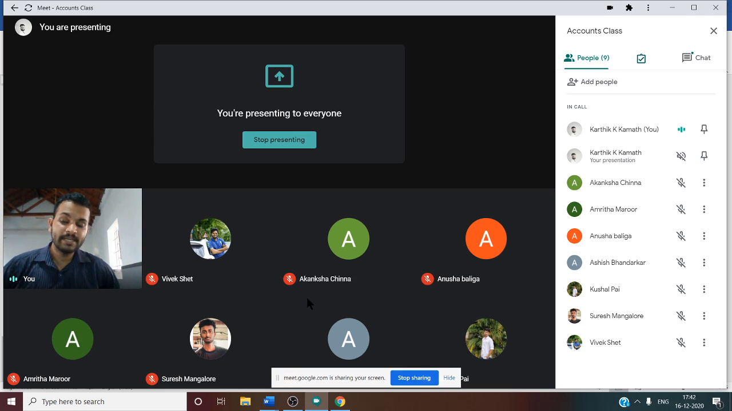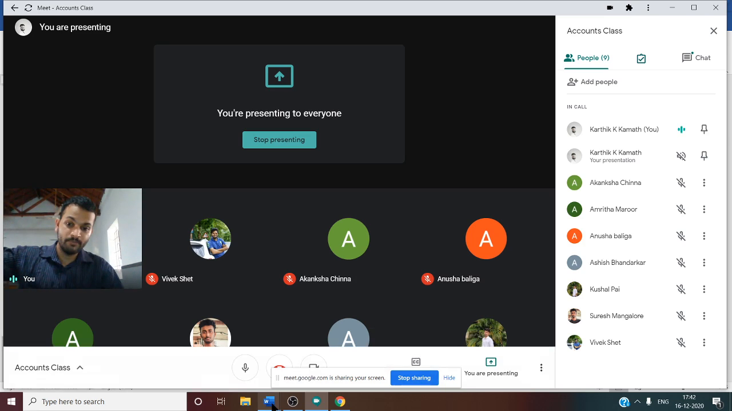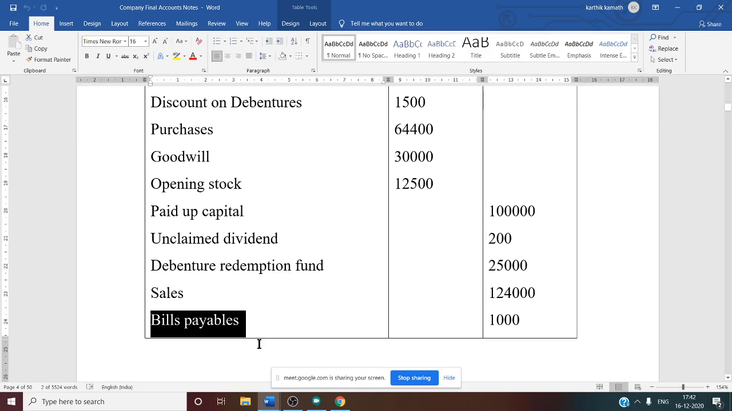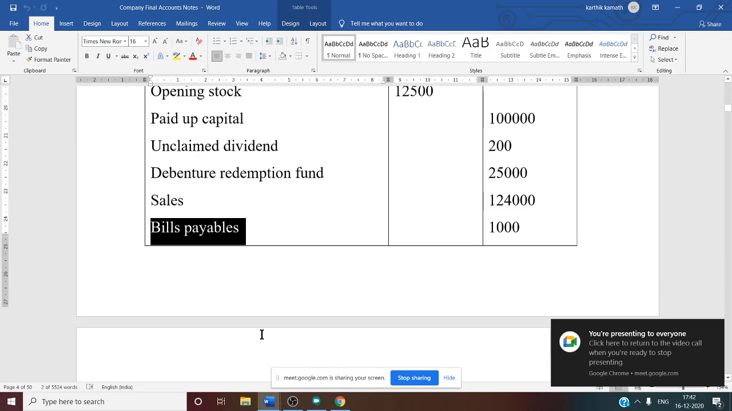Other current liability means working note number 9, where we have taken unclaimed dividend. Along with that, you have to take bills payable also. Suppose bills receivable is given in the question, that is other current asset, working note 21. There you have to write it if bills receivable is given in the question. Here it is not given, bills payable we have taken.